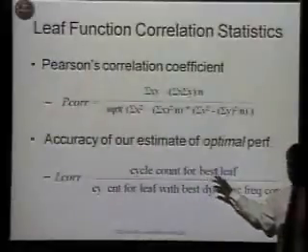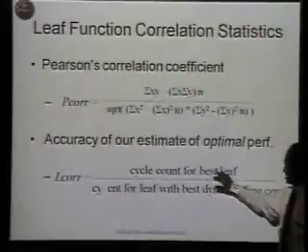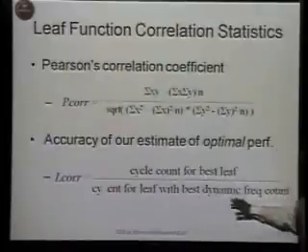So here, the best cycle count is always one. There's only one best cycle count, but there can be more than one leaf which we estimate to be the best, in which case we have to simulate all the leaves which we estimate to be the best. So this basically shows how close our estimates were to the simulator estimates, or the simulator cycles.